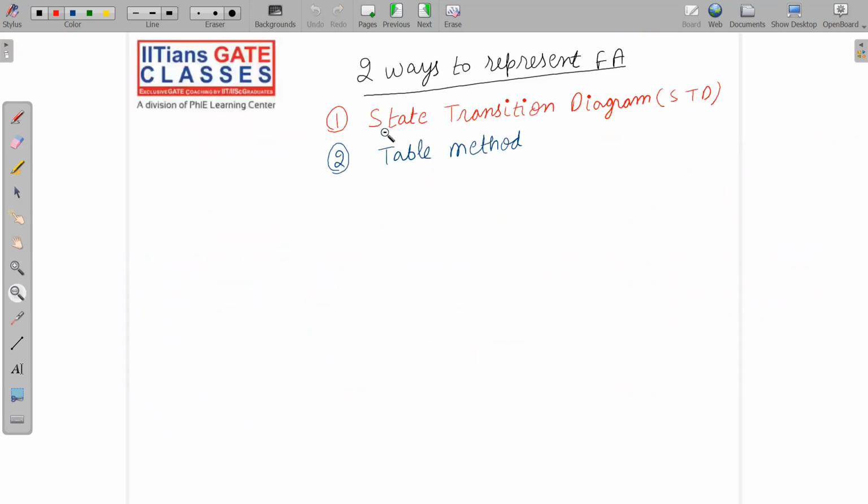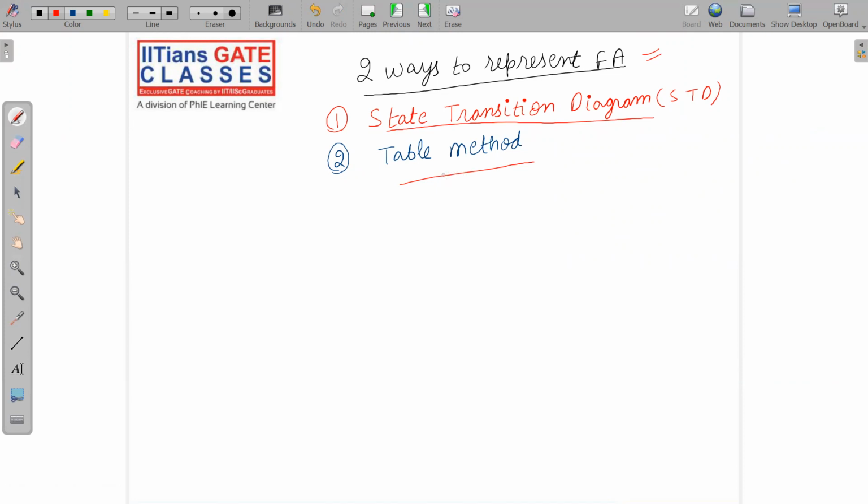And next, we have two ways to represent FA. One is the state transition diagram and the second is the table method. See, these machines are imaginary machines, or you can say abstract machines. Abstract or imaginary, but it's the same thing.